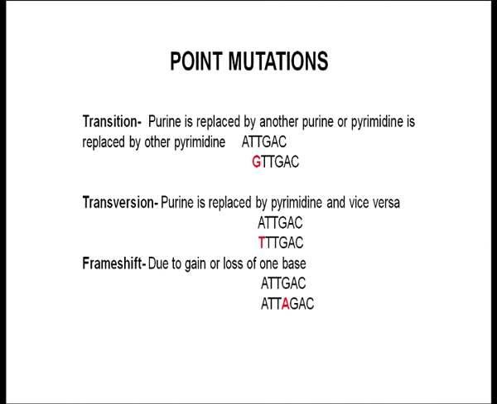Frameshift mutation is when one additional base has been added into the DNA molecule. You can see ATTGAC is the sequence and the mutated version is ATT and an additional A has been added. Now, when the genetic code is read, it will be read as ATT and then AGA instead of the normal GAC. Okay? So that is the frameshift mutation, because the reading frame has been changed now.